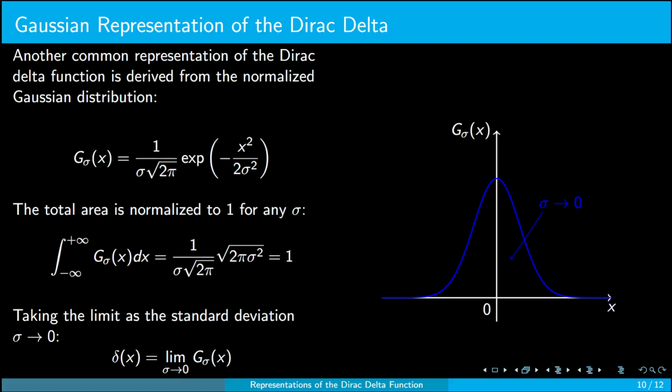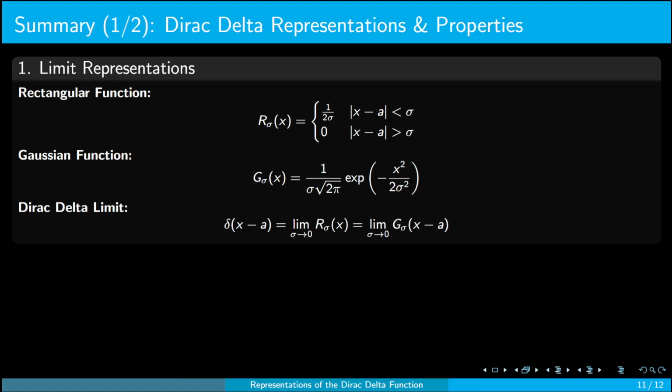So now you can see one thing is common here. If sigma tends to 0 for this particular g sigma x, we will get a delta x at x equals 0. So this is the representation of our Gaussian function, and here we can show the Gaussian representation of the Dirac delta.